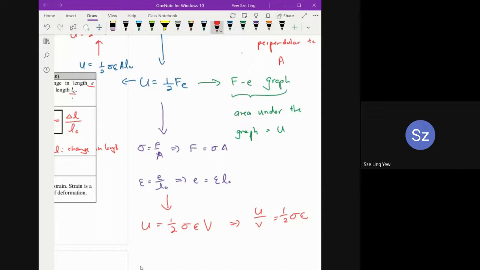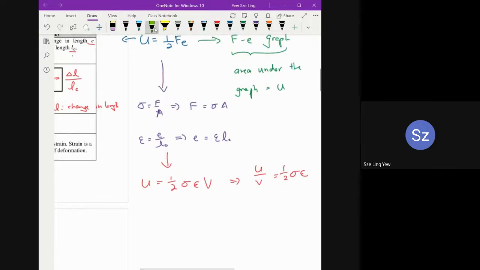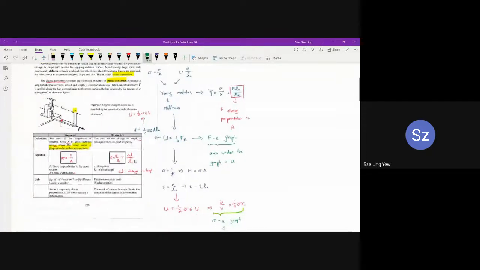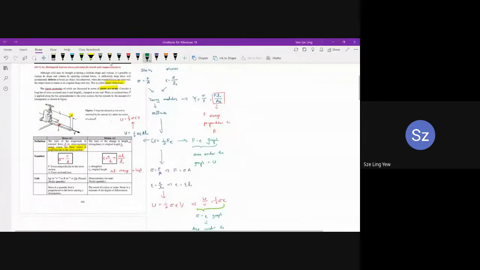From these equations, once again we are going to obtain a new graph, called the sigma against epsilon graph. The area under this graph is equal to U over V. So done. That marks the end of this chapter. What you have to know is all these equations, and of course, the graph.